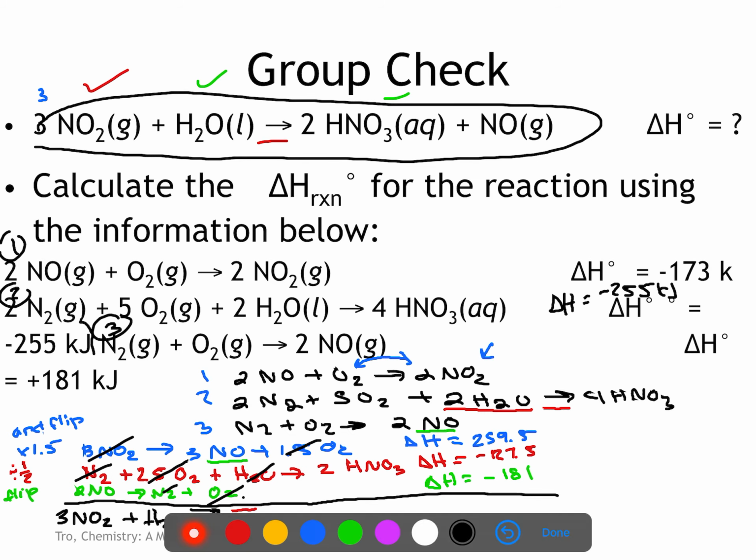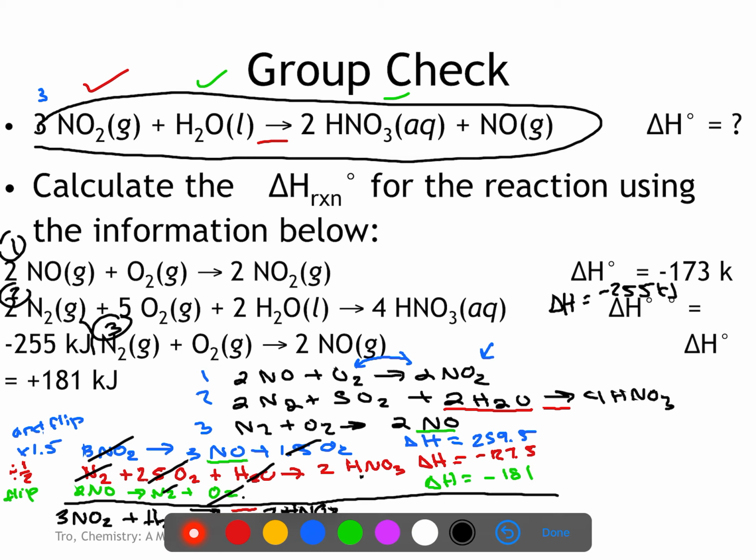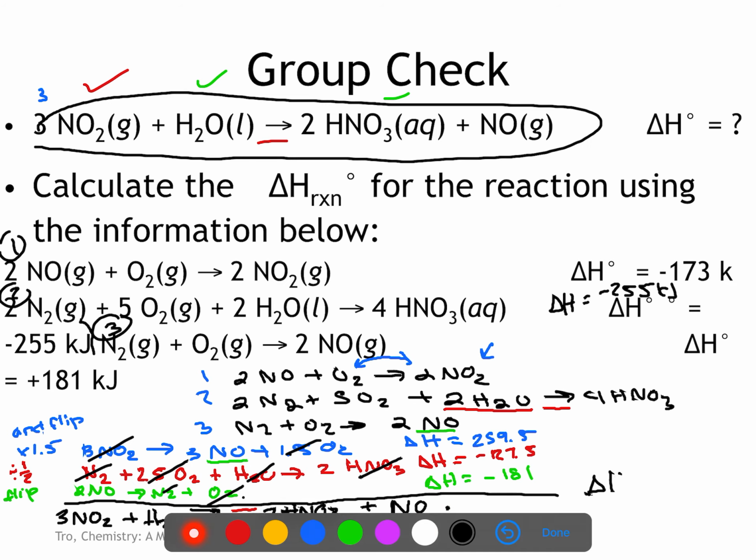And then I'm here, getting a little tricky. And then I have my 2HNO3. So that's gone. And then I have my NO, 3 minus 2, which is 1. So then I have 1 NO. And then if you look, this is exactly equal to the one on the top. So you're done. So then your overall delta H will be the sum of all of them, which is negative 49 kilojoules.